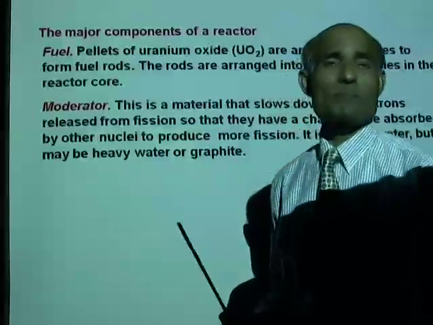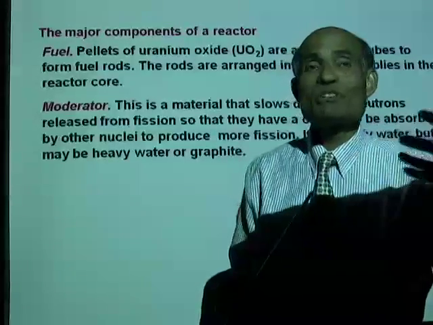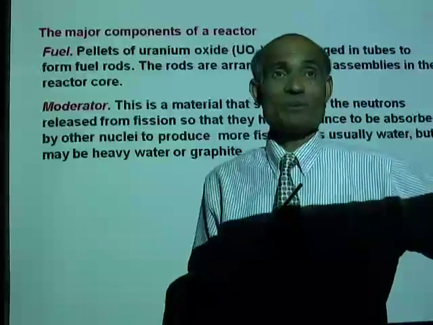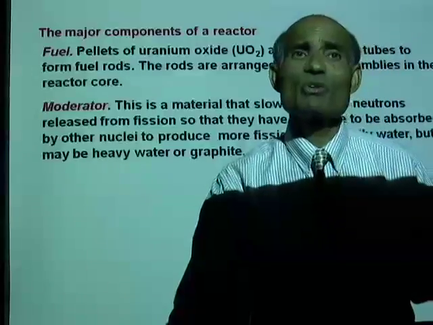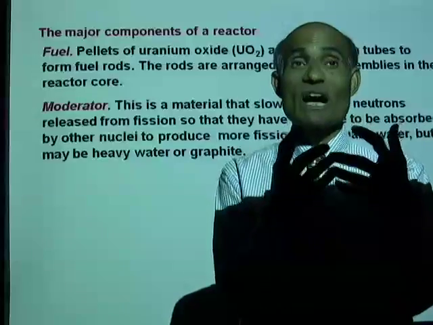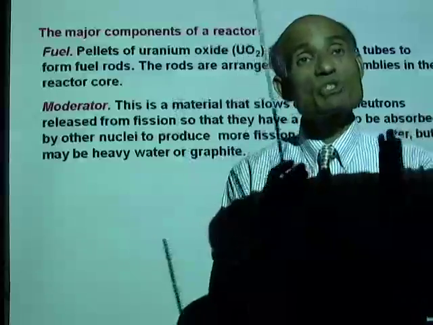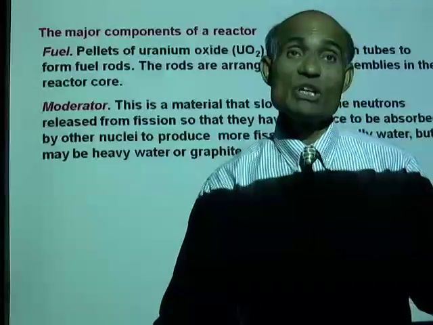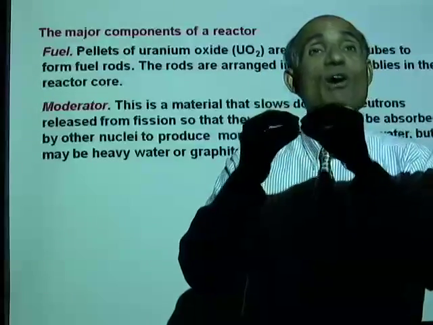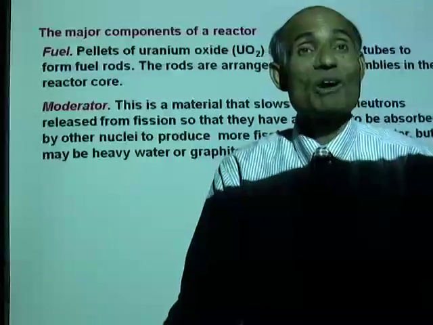Now, the second important part of a reactor is the moderator. And I mentioned what a moderator is about a couple of minutes ago. A moderator is a material that is used to slow down neutrons. If neutrons produced in a fission are not slowed down, they will simply escape from the body of the reactor. They need to be slowed down, and the slowing down is done by repeated collision of these neutrons with the nuclei of some materials. Well, heavy water is a good example of a moderator.